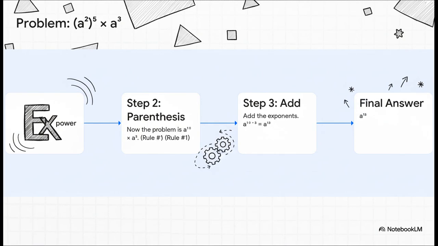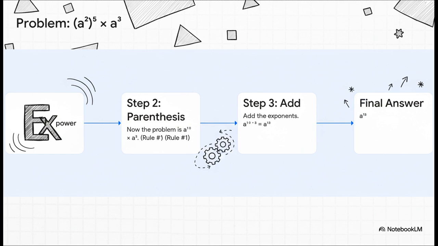Okay, let's break this one down. Our problem is a squared to the power of 5 times a cubed. Now, we always handle the parentheses first. To figure out a squared to the power of 5, we need our power of a power rule, right? That was rule number 2. We multiply the exponents. So 2 times 5 gives us 10. That whole part becomes a to the power of 10.